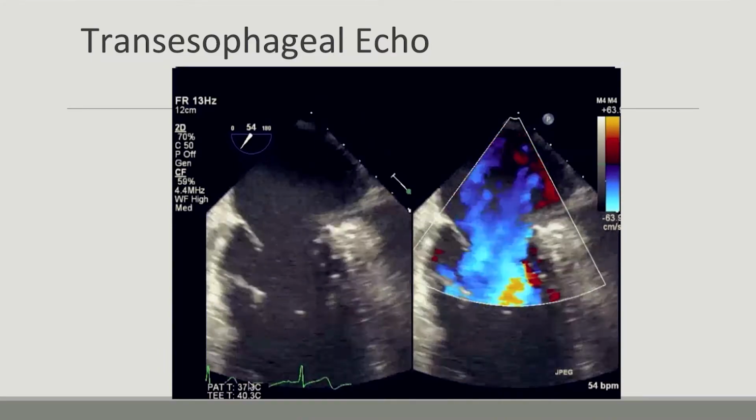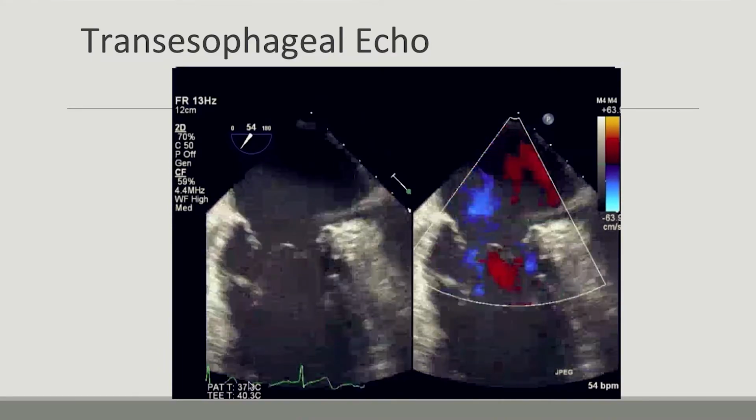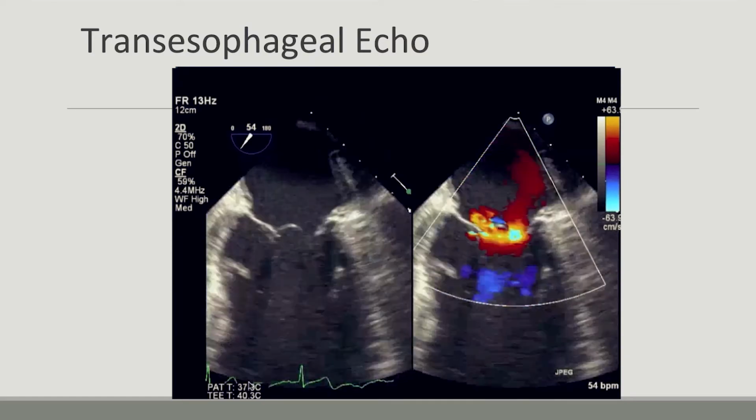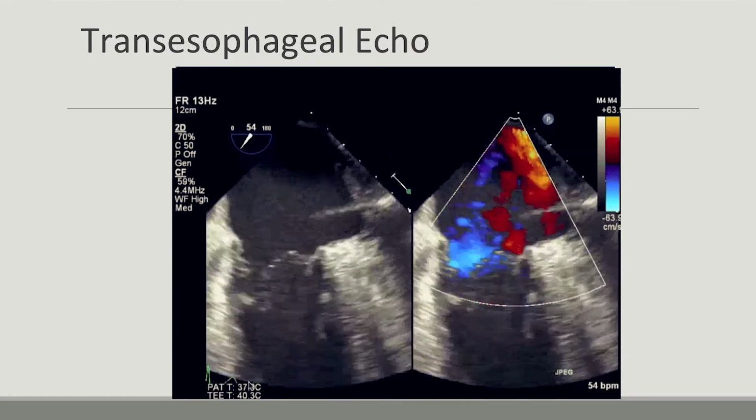This two-chamber view is similar to that on transthoracic, showing us a cross-commissural view that helps us see the origin and the width of the jet.